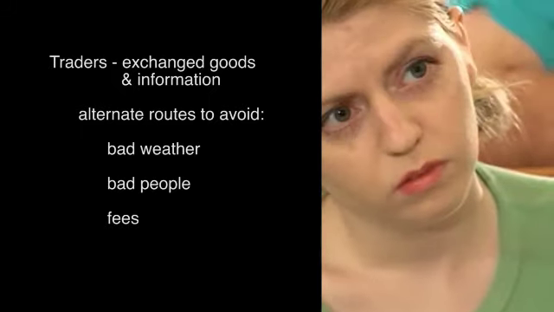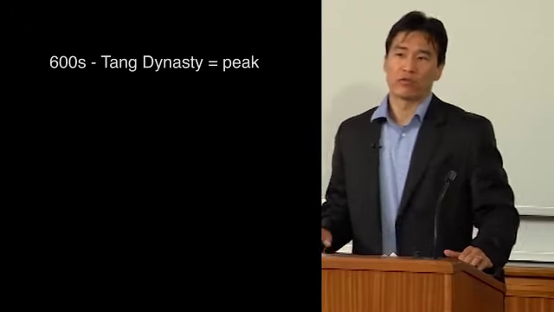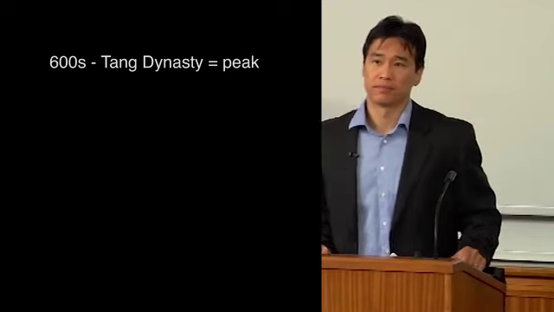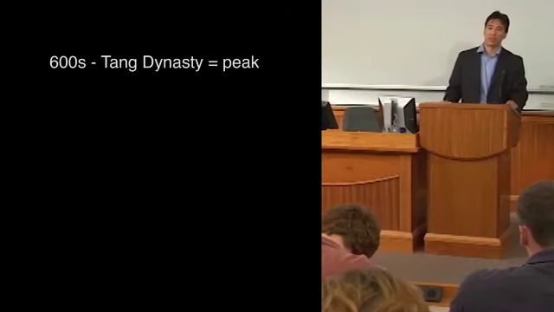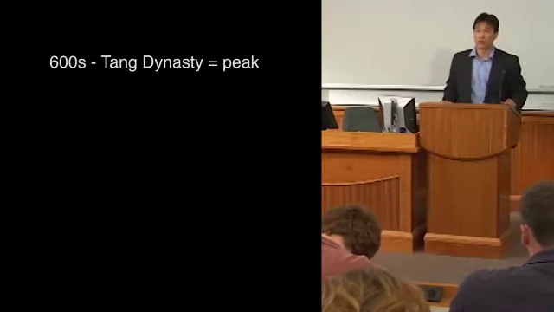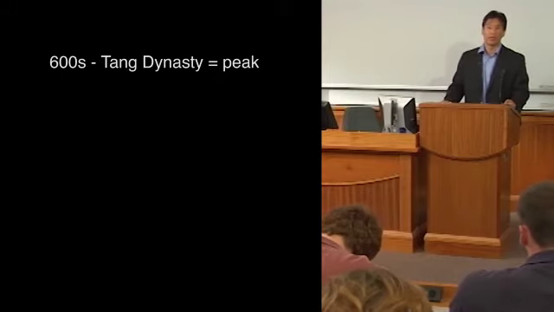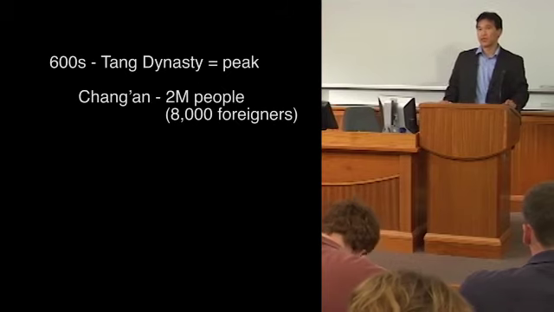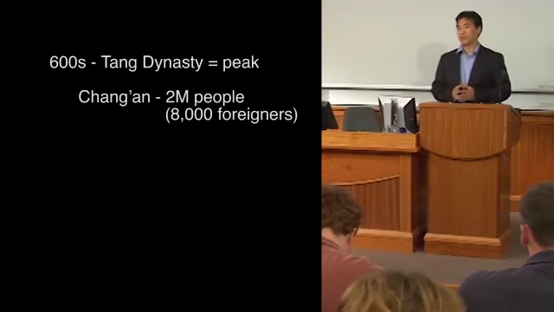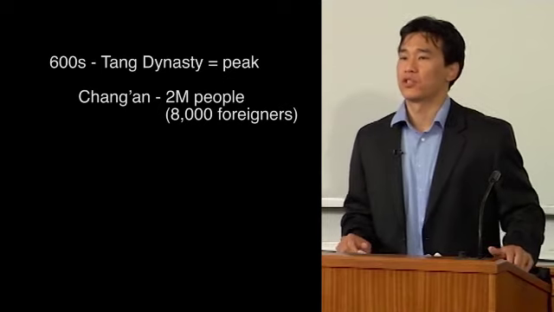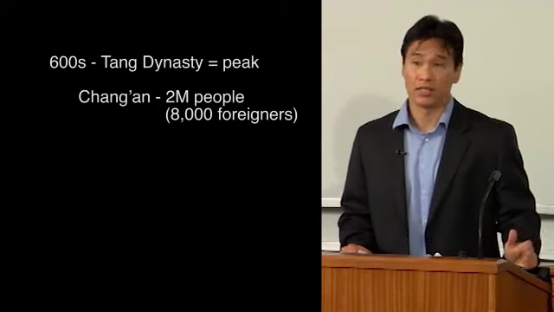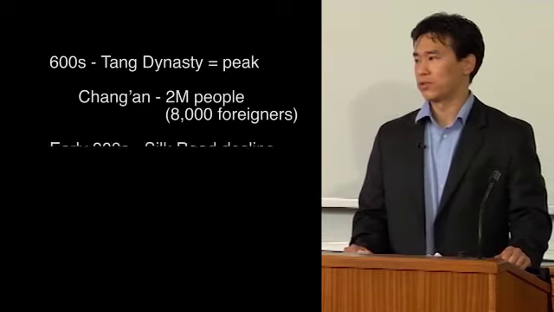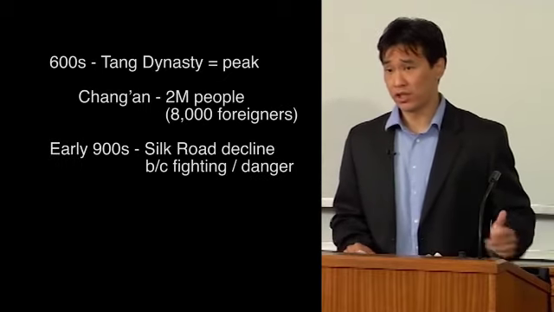The peak period for the Silk Road was in the 600s during the Tang Dynasty. Zhang'an was very big and very prosperous then. About 2 million people lived there, including 8,000 foreigners from many places, including what is today Iran, Turkey, Japan, and Korea. By the early 900s, the Tang Dynasty lost power, and trade on the Silk Road declined sharply because there was fighting and it became much too dangerous for the traders. By about 1400, trade on the Silk Road basically stopped.